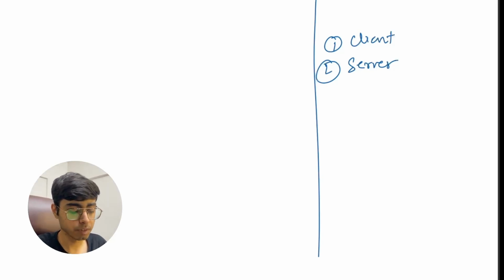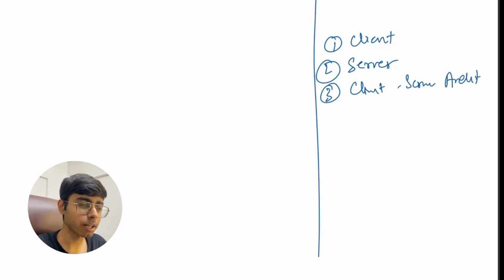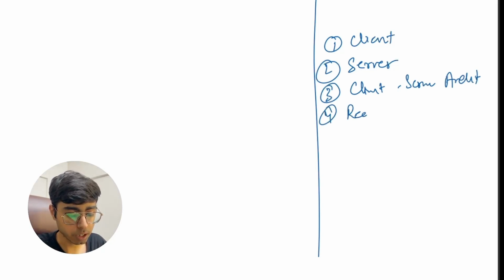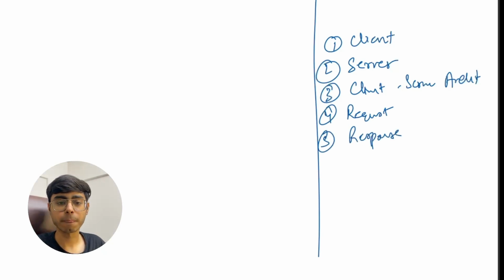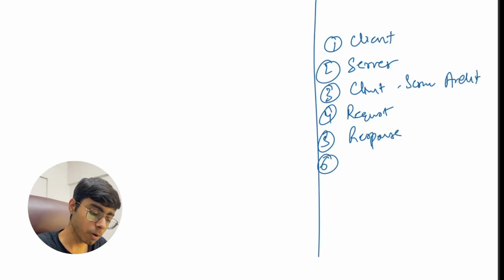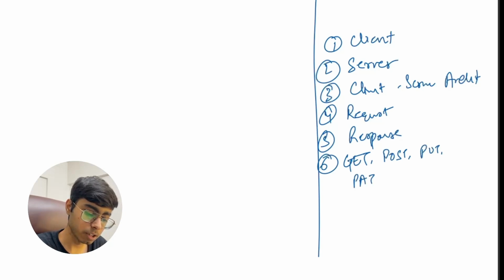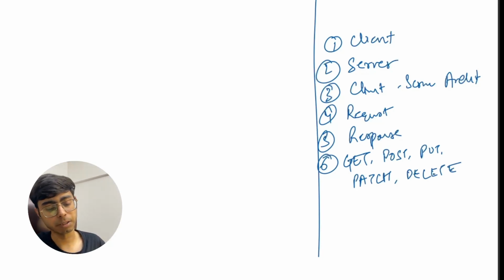Next is a server that fulfills the request, connects to the database, brings some information back. That is a server. Next is client server architecture. That's the architecture which has request and response, right? So we learned about request, what is a request, and what is a response. Okay. Next we learned about methods. We learned about get method, post method, put method, patch method, and delete method. Now it's the time to learn about JSON.